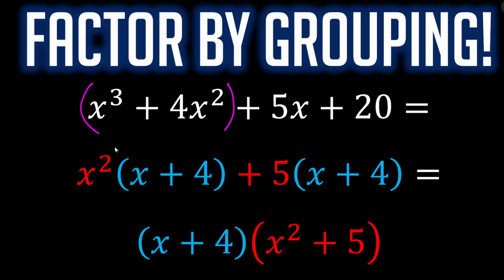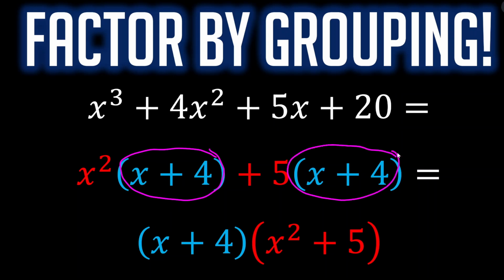And how do we know that's true? Well, I can distribute this back in, and I should get exactly these two terms, which I do. So we took the greatest common factor out from the first two terms, and now we're going to do the same exact thing to the last two terms. In this case, the GCF is 5. We're going to take that 5 out. We're left with x plus 4, and this should always be what happens when we factor by grouping, that what we're left with in these parentheses should be the same, right?